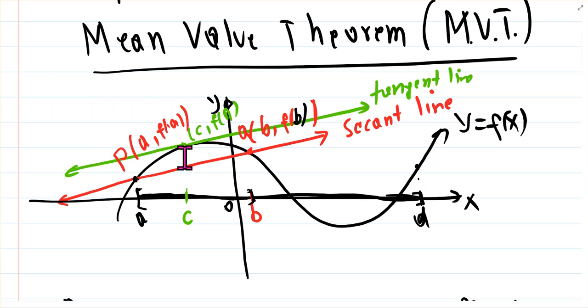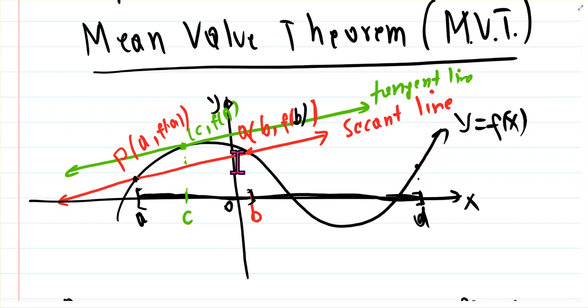Then we pick another point on the graph where we're going to draw this green tangent line, and that tangent line is going to be parallel to the secant line. So this green line is parallel to this red line, but the green line is only touching the graph at 1 point, so that's why we call it a tangent line. It's touching the graph at the point c comma f of c. Because these 2 lines are parallel, they must have the same slope.